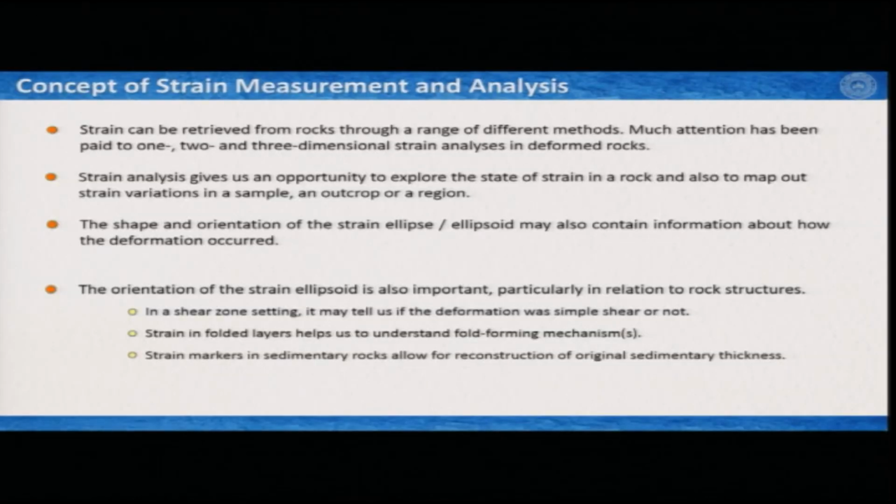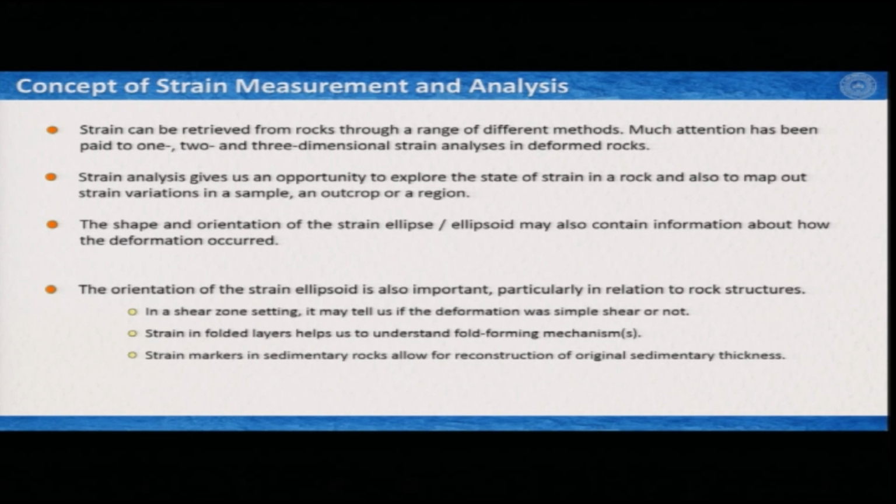So as we have learned from the last 2 lectures on deformation and strain, there are some theories, there are some backgrounds, and it is possible that one can retrieve the strain from rocks through a range of different methods. And mostly you can determine strain in 1 dimension, 2 dimensions and 3 dimensions based on the outcrops you have, based on the features you look at or get in your deformed rocks.